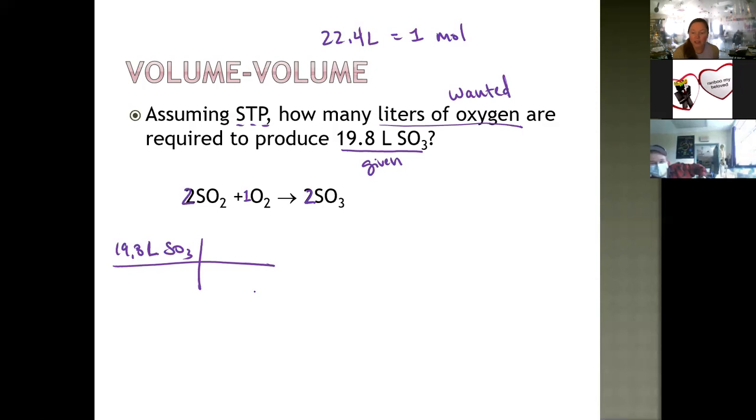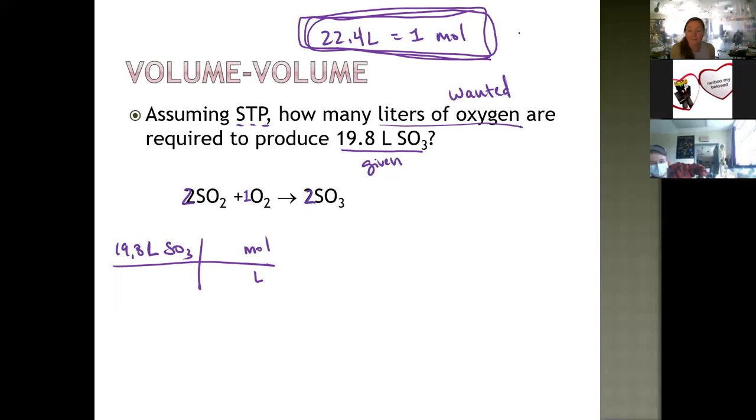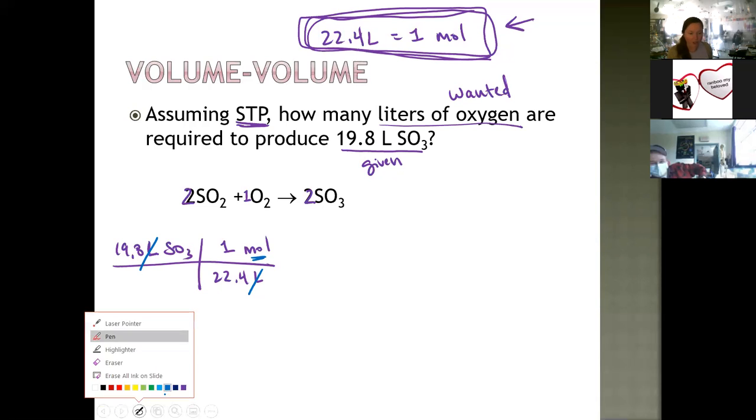I have liters on top. I want liters to go away. I'm going to put liters on the bottom. Put moles on the top so that liters cancels out. What do I know about liters and moles? Exactly. There are 22.4 liters in 1 mole at STP. So now I've canceled out liters. I have moles. As soon as I have moles, I can use my mole ratios.